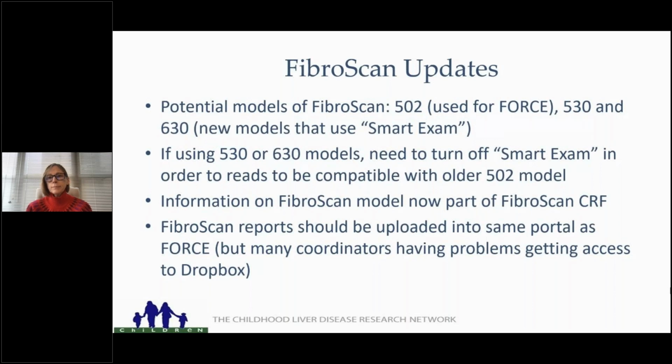But yes, if you're using a new model, you need to let us know what the model type is, so that way the team that downloads the scans from the shared folder is able to download those, because they'll have a different code they use. So that's why it's important that we know if someone's using a new machine.